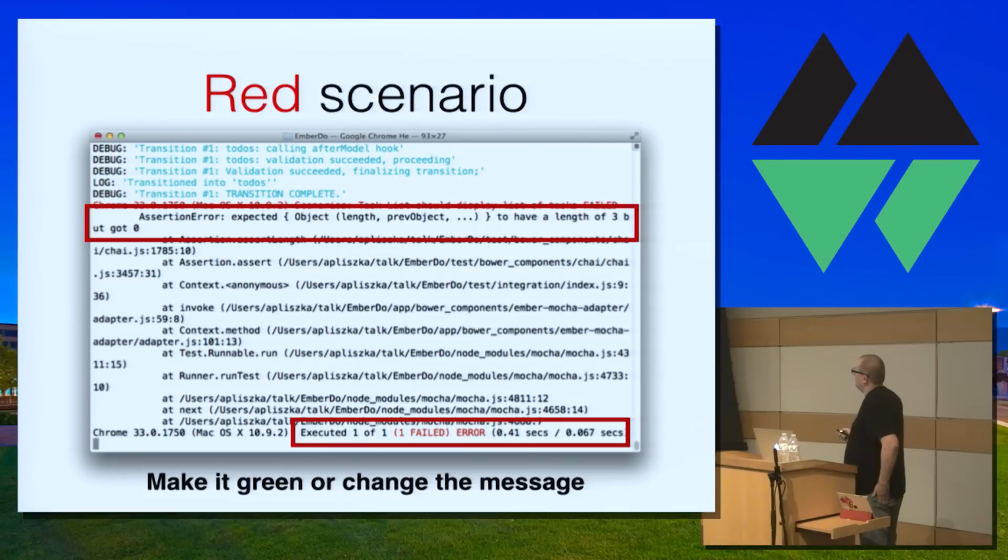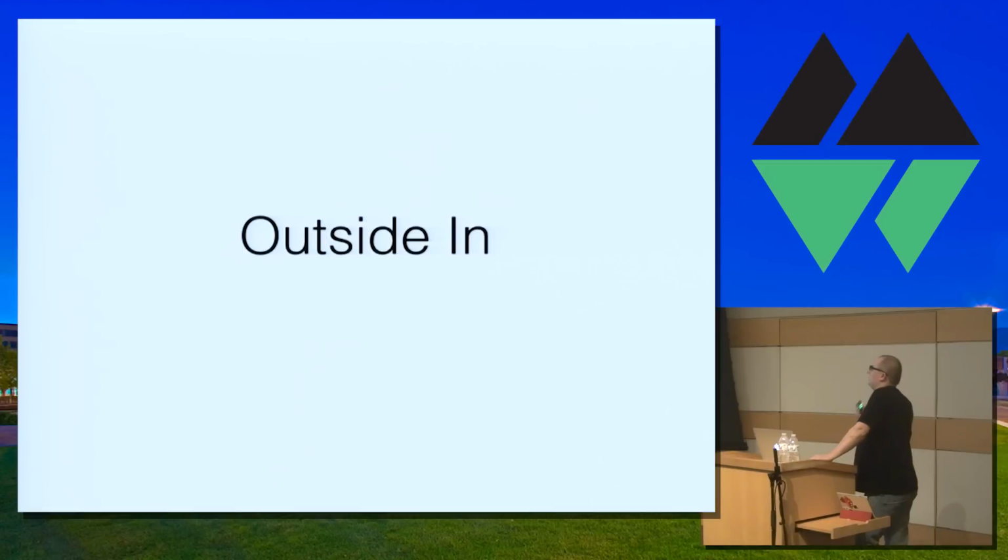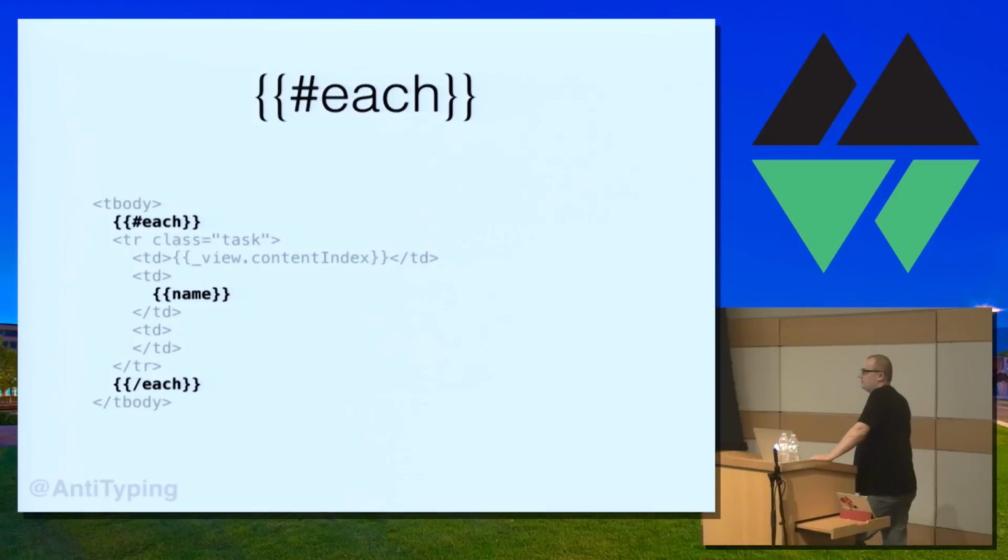And what I mean by change the message, change this message, change the way it fails. So this obviously doesn't work because it doesn't display anything. So we have to do outside-in development of the feature. We're going to start with the UI, right? In Ember, we have to display a list of something, so we're going to use hash each. And then inside each row of the table, we're going to display the name of the task. So this will display the list of tasks.